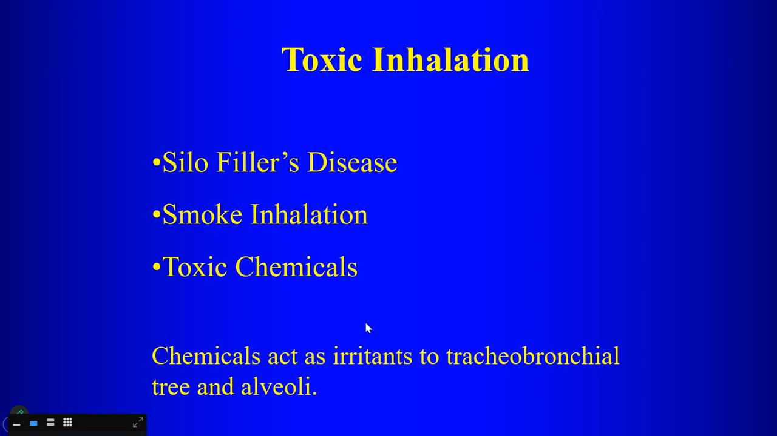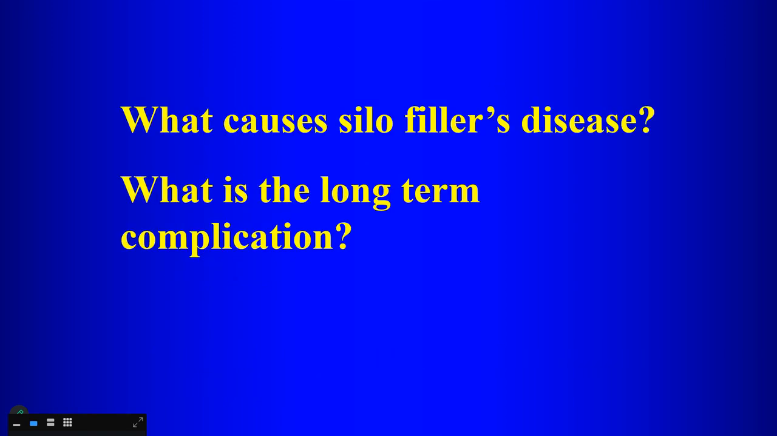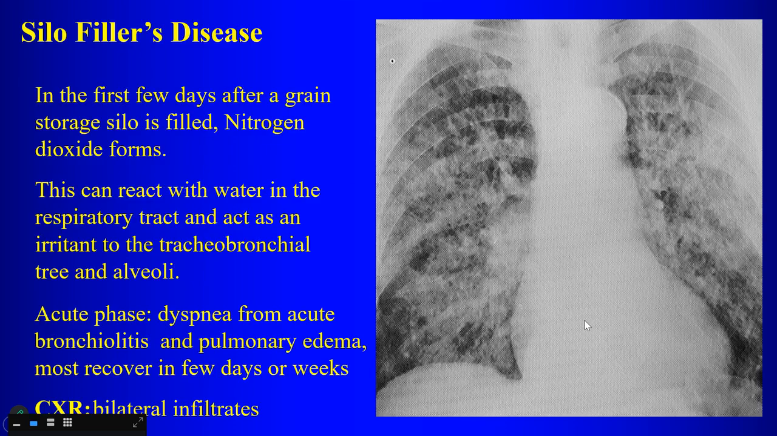Toxic inhalation, so inhalation of these substances. These chemicals act as irritants and can also result in edema. What causes Silo-filler's disease? Nitrogen dioxide. Okay, and the long-term complication of Silo-filler's disease is? Bronchiolitis. Bronchiolitis obliterans, right? That's the long-term complication.